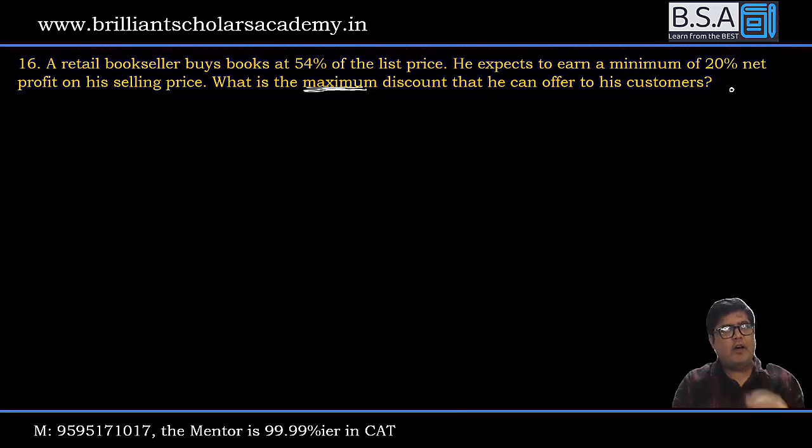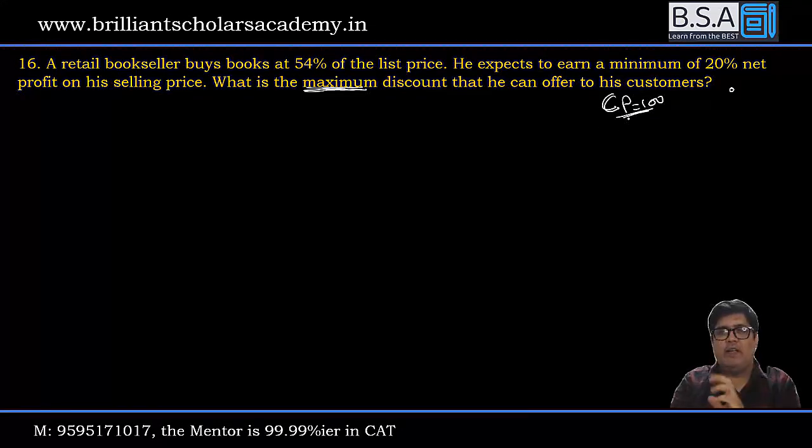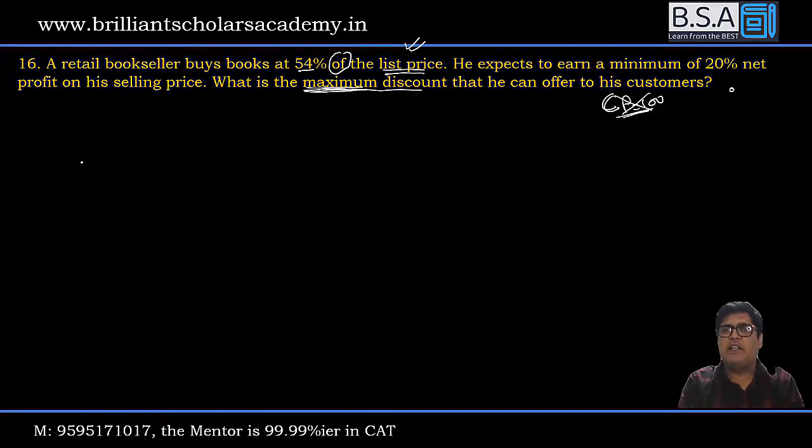Okay. Now you would have heard me say that in most cases, people start by assuming the cost price as 100. I'm saying usually. In this case, don't do that. When he buys these books, he gets them at 54% of the list price. The percentage is from the list price. The discount will also be offered on the list price. So the best thing you could do is, list price is what? Marked price. You assume the list price or the marked price as 100.